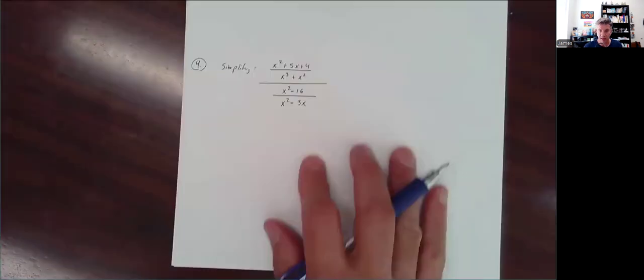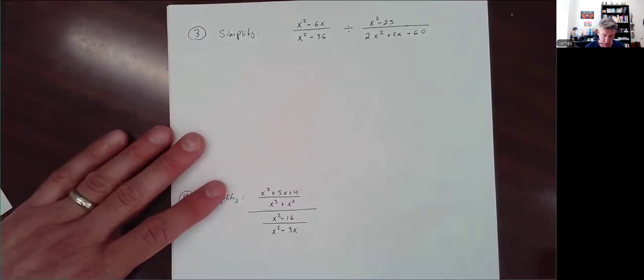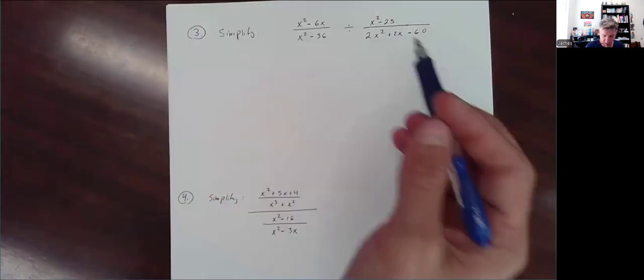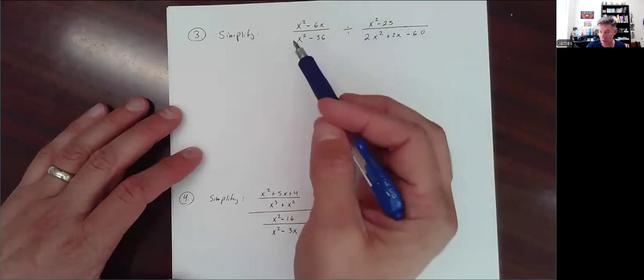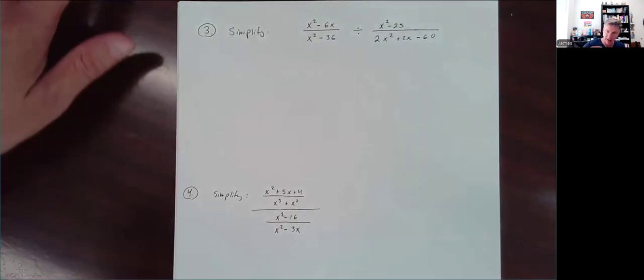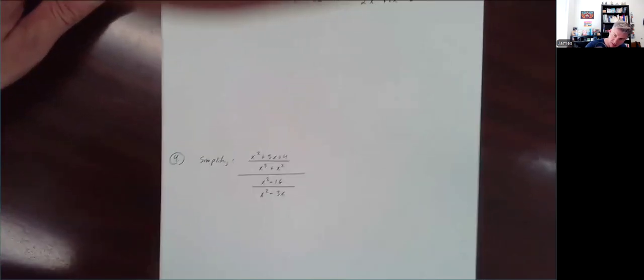These next two, we're not going to state the restriction on x, although we certainly could if we wanted to. What I want to point out is that whenever you have rational expression division, I think I should fix my camera here a little bit.